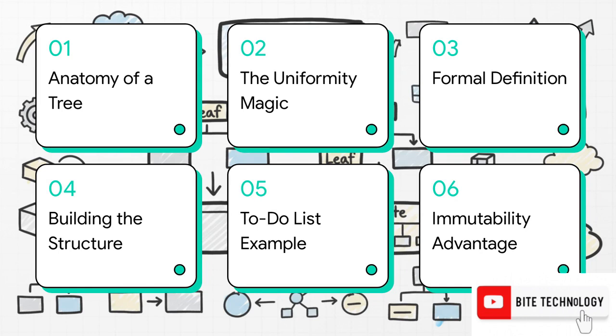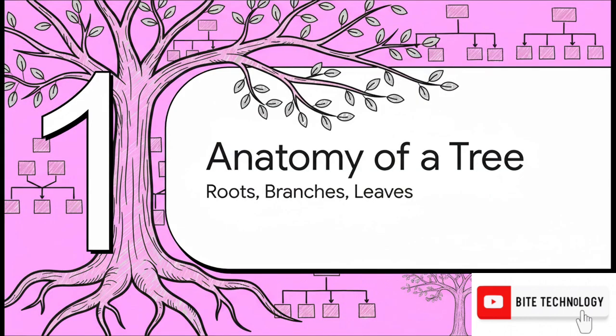We've got a really great roadmap for today. We'll start with the anatomy of a tree, move into the uniformity magic trick, cover the formal definition, then get into building the structure. After that, we'll look at a practical to-do list example and wrap it all up with the immutability advantage. All right, let's kick things off with Section 1, Anatomy of a Tree, Root, Branches, and Leaves.